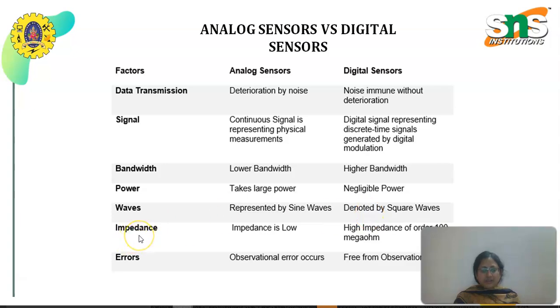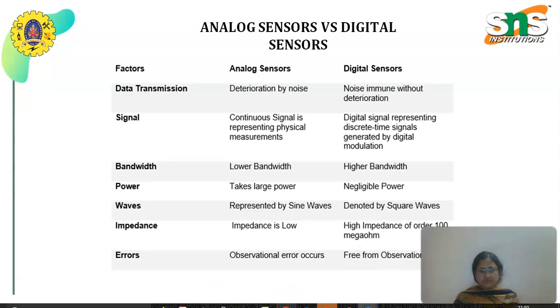The next parameter is the impedance value. For analog sensors the impedance is low, whereas the digital sensor produces a high impedance, on the order of 100 megaohms. And regarding errors, observational error occurs because we measure the analog signals in order, whereas a digital sensor gives us a value directly, so it is free from observational error.